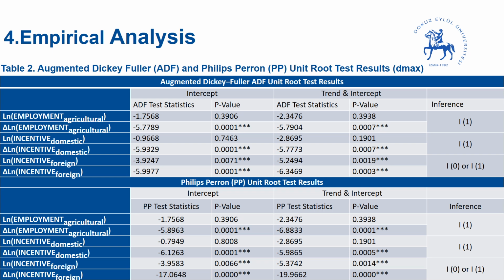As you can see, the employment and domestic incentive investment variables are non-stationary at their level, but stationary at their first differences at 5% significance according to the unit root test. However, the foreign incentive investment variable is stationary at its level and first difference. Thus, the maximum order of integration of all variables is settled as 1, which is represented with the dmax value.